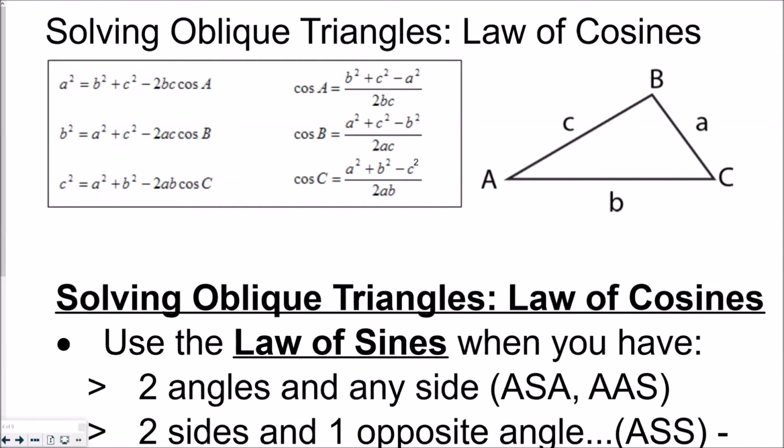So law of cosines is basically still setting up a relationship between the sides and the angles that you have in your triangle. These are all the same formula, just manipulated differently, pretty much, right?